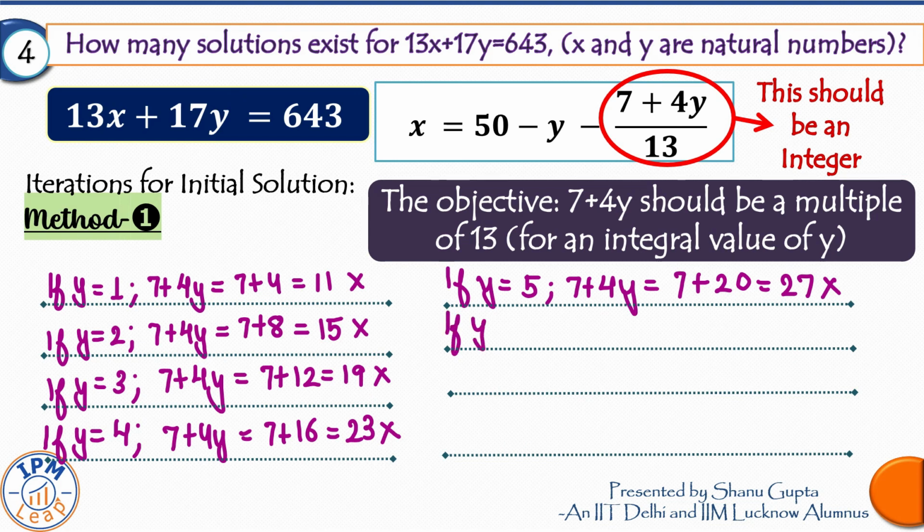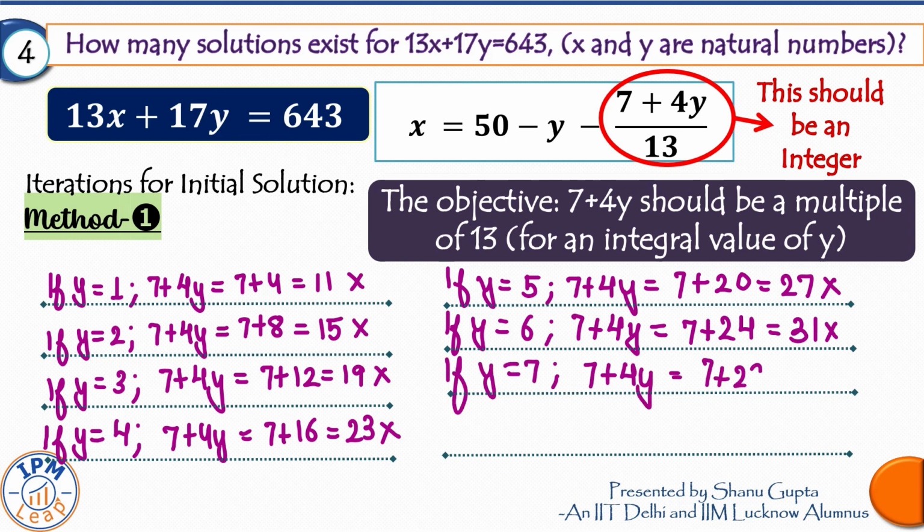Next we take y is equal to 6. For y is equal to 6, 7 plus 4y is equal to 7 plus 24, which is equal to 31. Not a multiple of 13. And for y is equal to 7, 7 plus 4y is equal to 7 plus 28, which is equal to 35. Not a multiple of 13 again. Look at the pattern. The value of this expression, 7 plus 4y, is increasing by 4. 27, 31, 35 and so on.